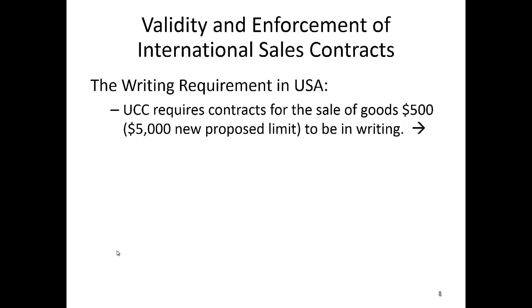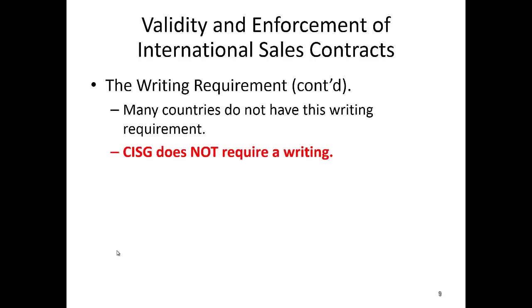In America, we have a requirement, remember from 3113, statute of frauds, the idea that any transaction over $500 or $5,000 must be in writing. In contrast, CISG doesn't require contracts to be in writing. In a lot of cultures, the idea that you have to write it down is foreign. It's alien to their way of conducting business.